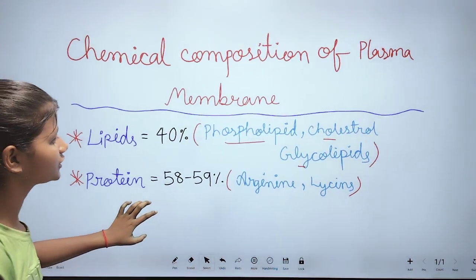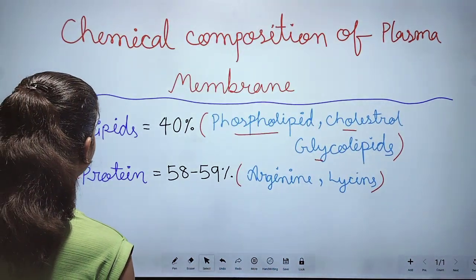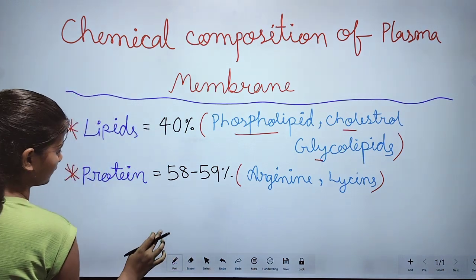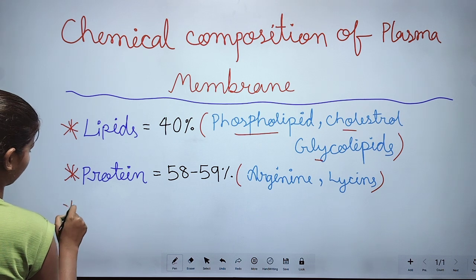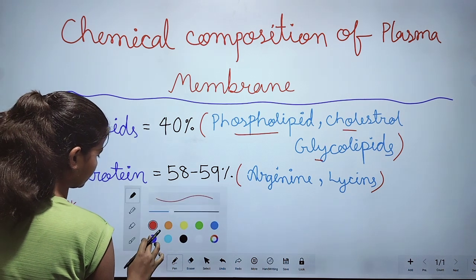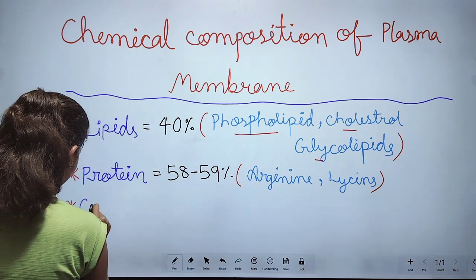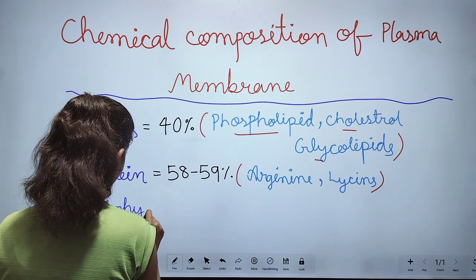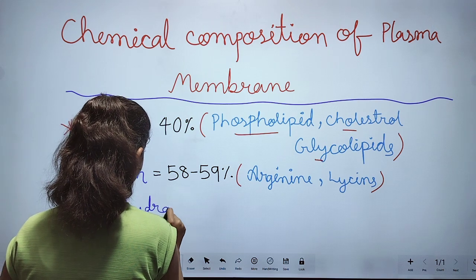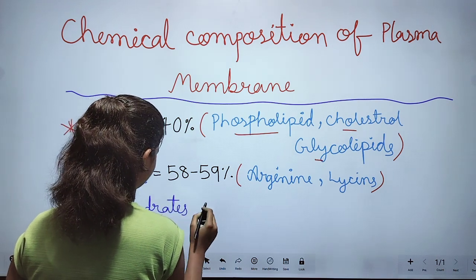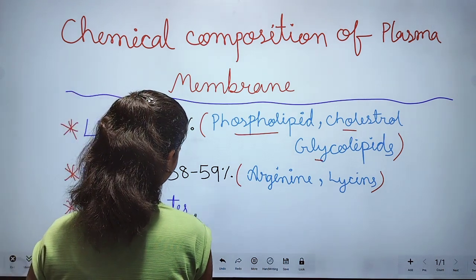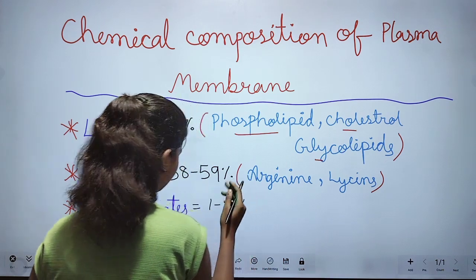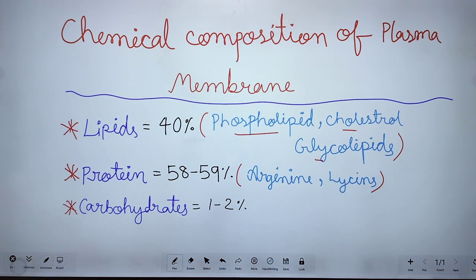Okay, and our last one is carbohydrate. Only 1 to 2% carbohydrate is present in plasma membrane.